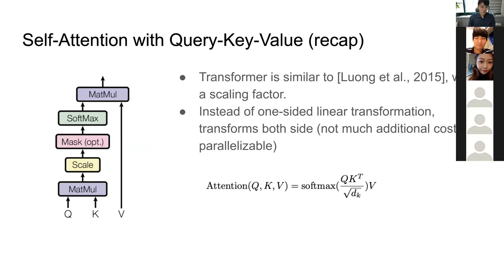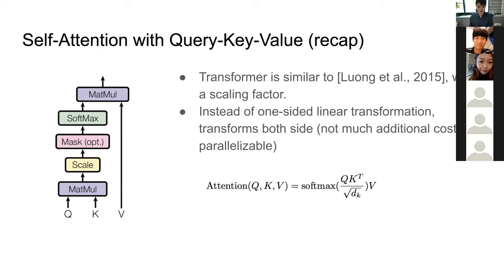So we talked about self-attention with query, key, value. I told you that transformer is similar to Luong et al. 2015 with a scaling factor. You have some hidden state coming up from the previous layer, and you have a linear transformation that creates Q, K, V, and you do matrix multiplication among these matrices to obtain the attention value, which corresponds to softmax. And you multiply that by V so that you can actually obtain the attended values.